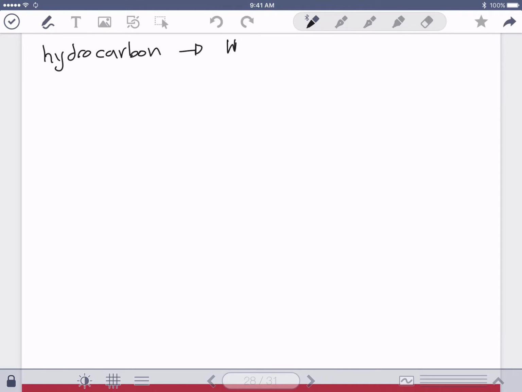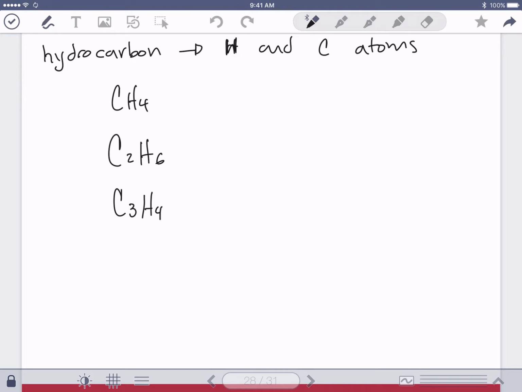So, hydrogen and carbon atoms. It's very easy to identify hydrocarbons because when you look at them, let's say we have CH4, or we have C2H6, or C3H8, you can tell that they're hydrocarbons because they're solely made of hydrogen and carbon atoms.